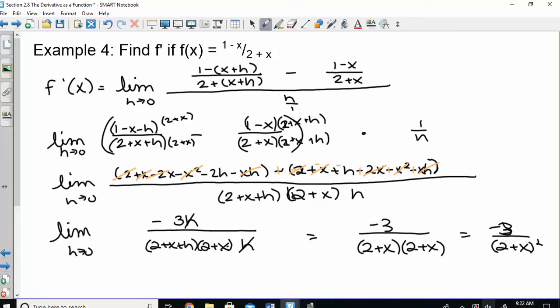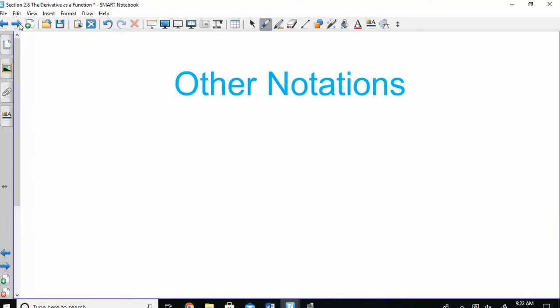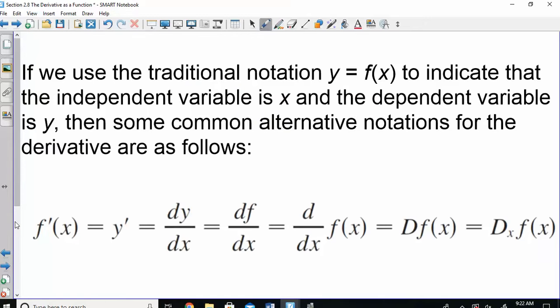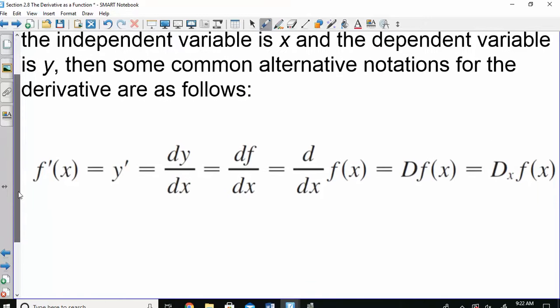Alright, we're going to talk about just a couple more things and then I'm going to stop for today. So the last bit I want to talk about is just some of the other notations that we might see that mean the same thing. Most of the time we've been seeing f of x, but we know f of x is the same thing as y. So I could ask you to find y prime.